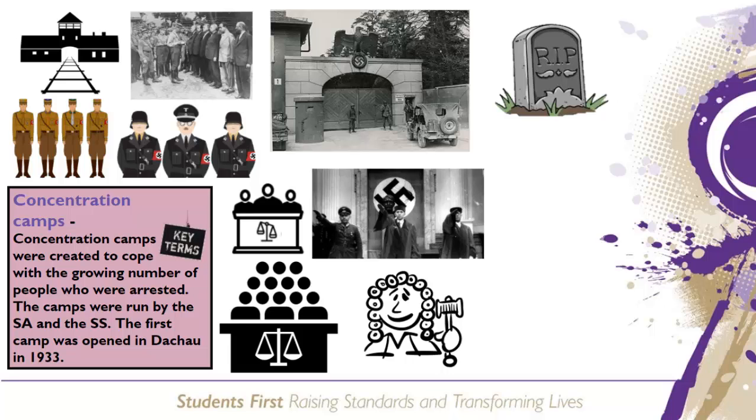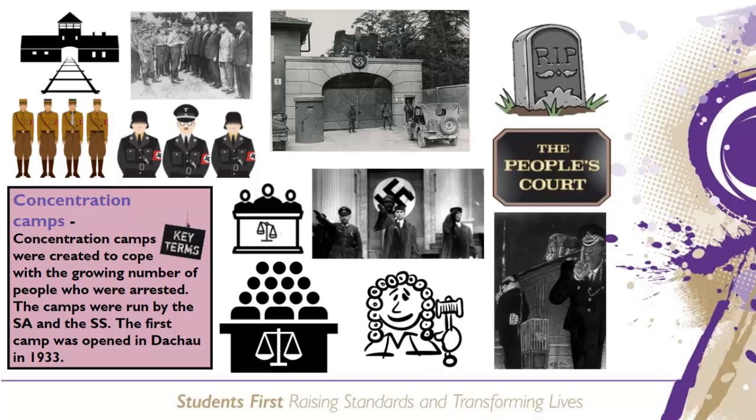Finally, Hitler set up a new People's Court to hear cases of treason against the state. Trials were held in secret with no right to appeal against the verdict. Between 1934 and 1939, 534 people were sentenced to death for political offences. Between 1930 and 1932, only 8 people had been sentenced in this manner.